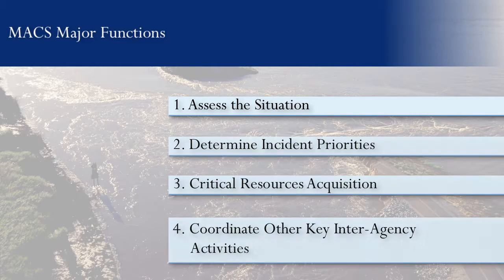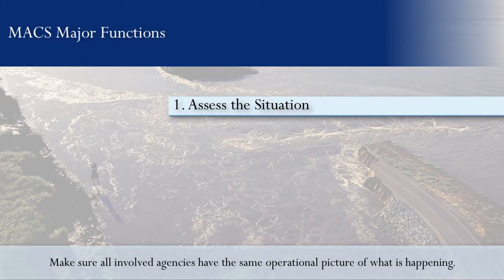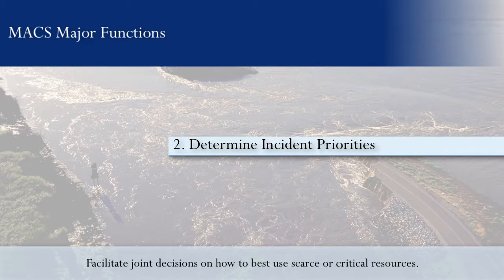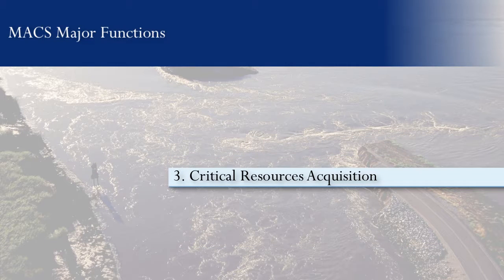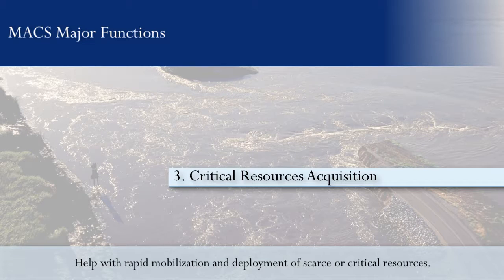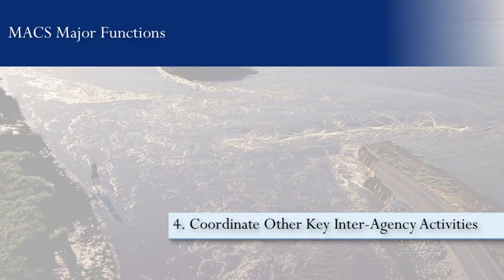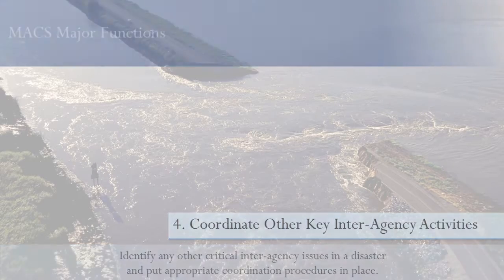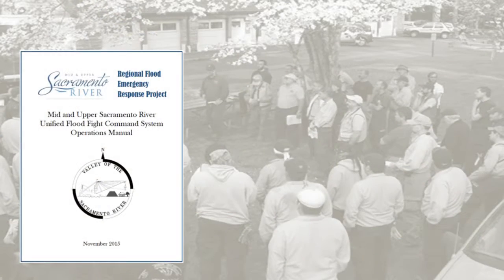Procedures under situation assessment make sure all involved agencies have the same operational picture of what is happening. Procedures under incident prioritization facilitate joint decisions on how to best use scarce or critical resources. Procedures under critical resource acquisition and allocation help with rapid mobilization and deployment of scarce or critical resources. And finally, a multi-agency coordination system should identify any other critical interagency issues in a disaster and put appropriate coordination procedures in place.